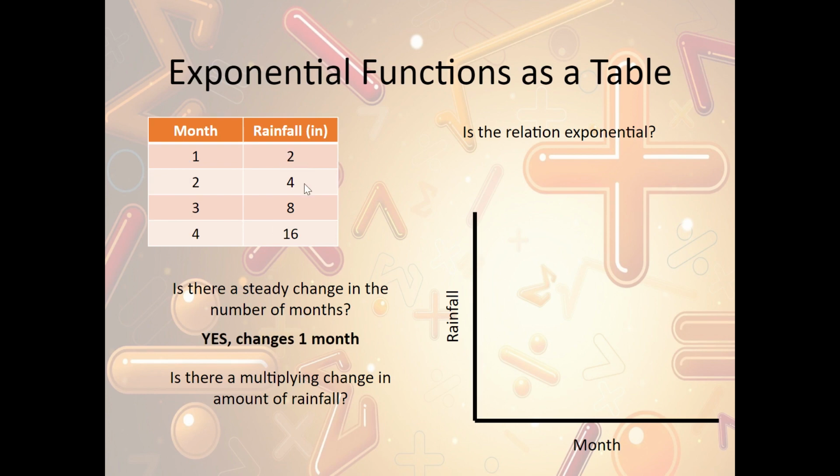Now here we have 2, 4, 8, 16. There is a steady change, and it is multiplication. We're multiplying by 2 each time. 2 times 2 is 4. 4 times 2 is 8. 8 times 2 is 16. So we're seeing a steady change and it's multiplication. It is doubling, or multiplying by 2 each month. So therefore, is this exponential? Yes, it is. And if we were to plot these points, it would look something like this and form this curve.